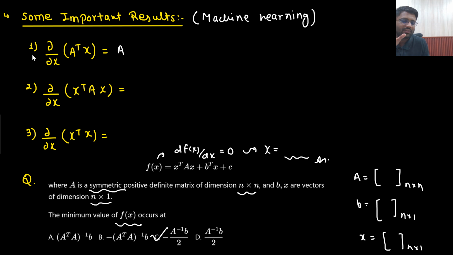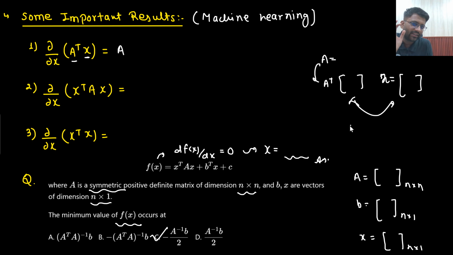Sir, A transpose can come outside because it is like a constant. But actually the answer will be A only. Here X is also a matrix, A transpose is also a matrix. I am not saying that A transpose is coming outside, I am just telling you a way to remember. There will be a matrix A, you will calculate its A transpose, then there will be some matrix X. You will multiply both of the matrices, and then differentiate with respect to X. Whatever answer you get will be equal to matrix A only.